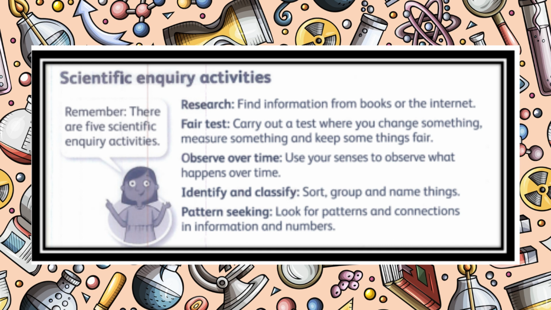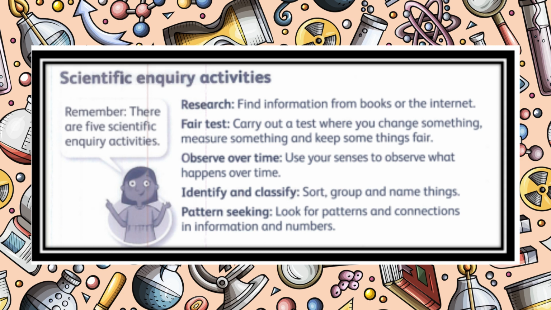I would like to tell you about scientific inquiry activities. There are 5 scientific inquiry activities: research, fair test, observe over time, identify and classify, pattern seeking. Research: find information from books or the internet. Number 2, fair test: carry out a test where you change something, measure something, and keep something fair.